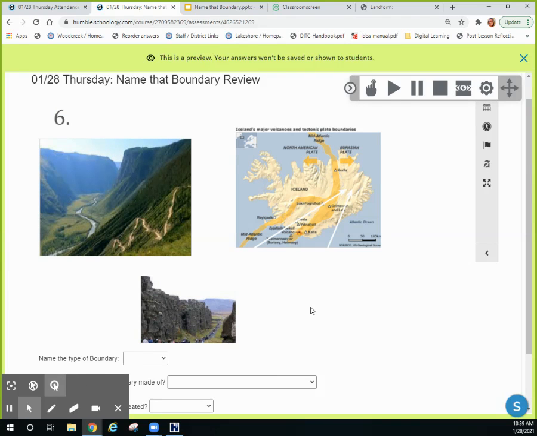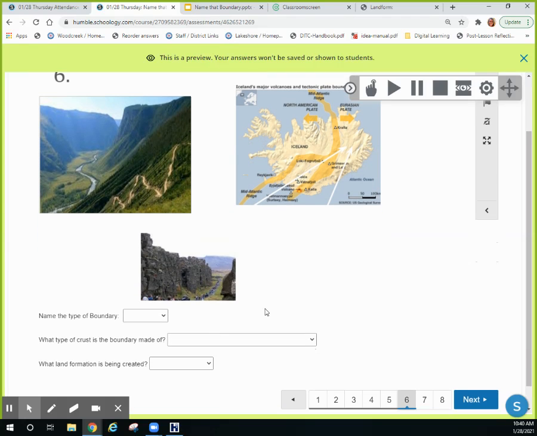Our sixth image, we have a map of Iceland. This will be on your exam. And it shows that the North American plate and the Eurasian plate are dividing. And then the other two images, I see a really deep valley with two plateau type cliffs on each side. So what land formation is being created? That's the easiest to answer.